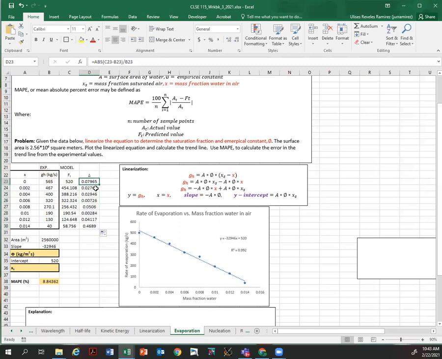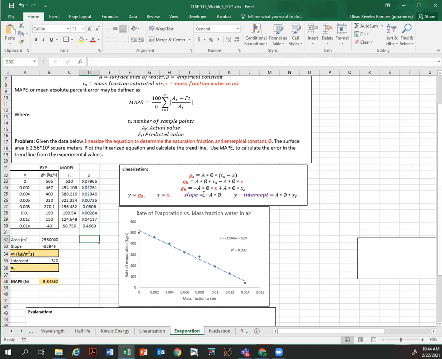Take that difference here, and we can calculate your MAPE. I'm using this formula, right? So this is the absolute difference between these two divided by the experimental. This is how far the model is from the experiment. Add all of them, divide by the number of points, which are 8 points here, and multiply by 100.